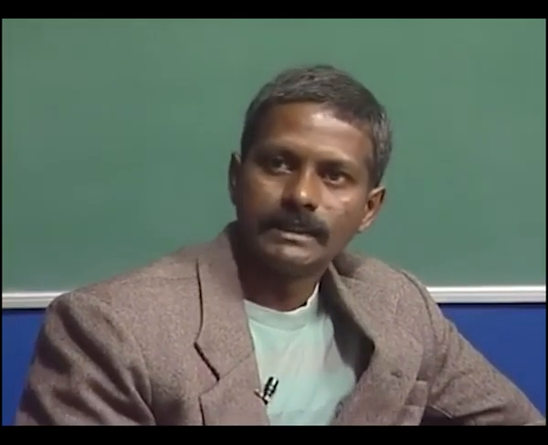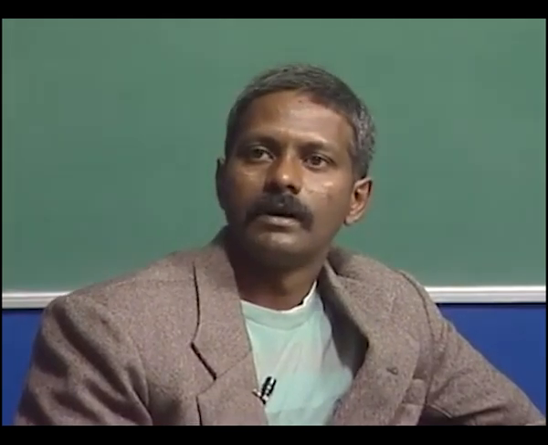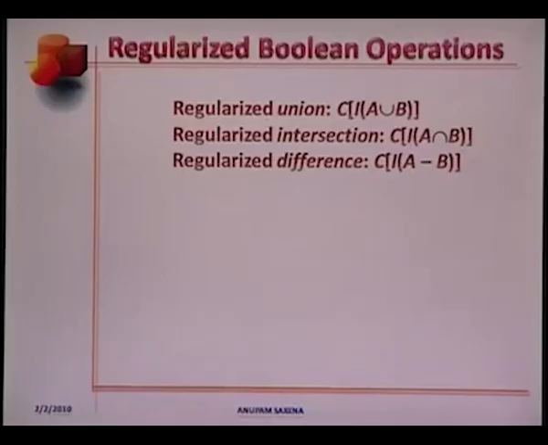To eliminate these anomalies, we had proposed regularization of Boolean operations before. So a regularized union will be like this. We compute the raw union, we compute the interior of the result, and then we perform the closure operation. In the closure operation, we actually compute the union of the interior as well as the boundary of a solid.